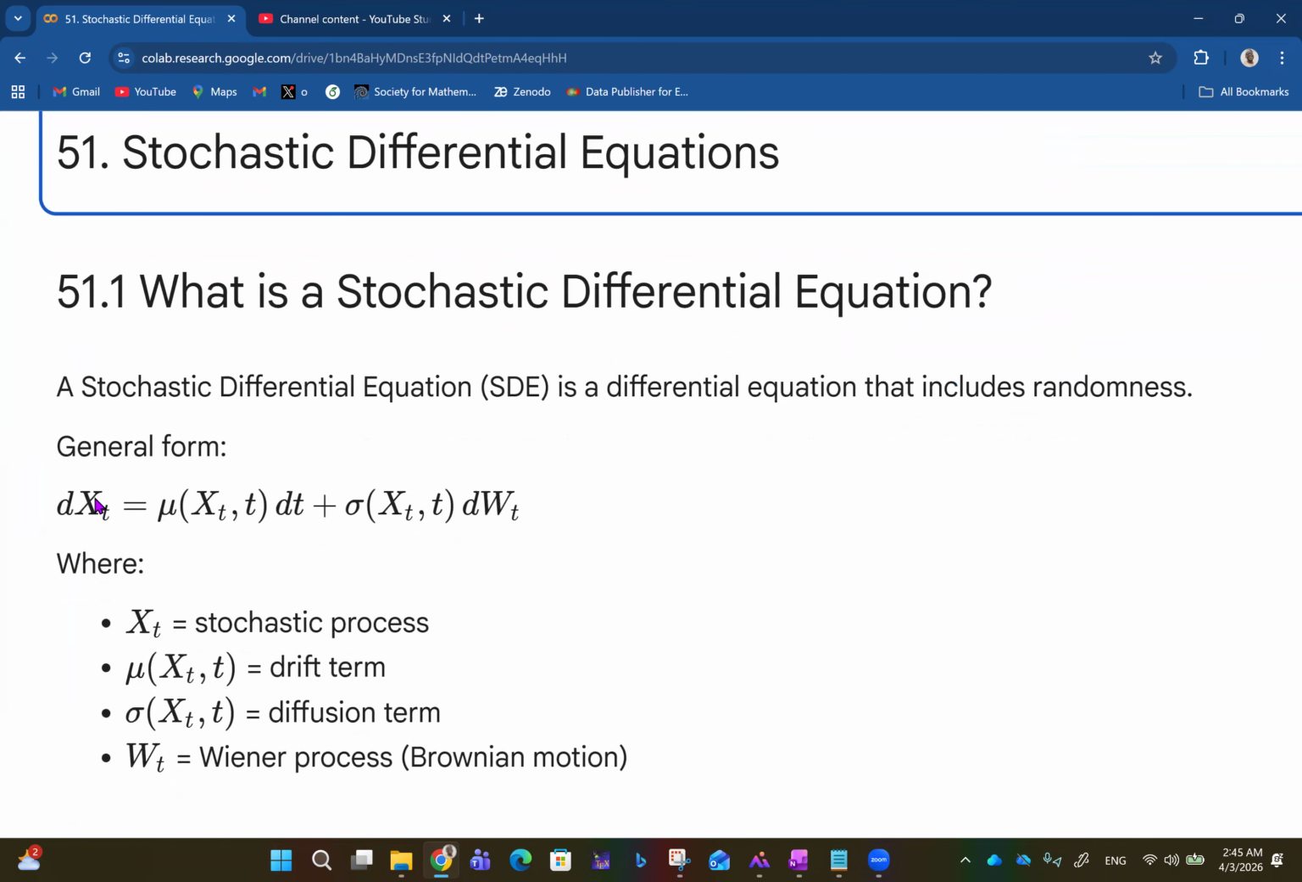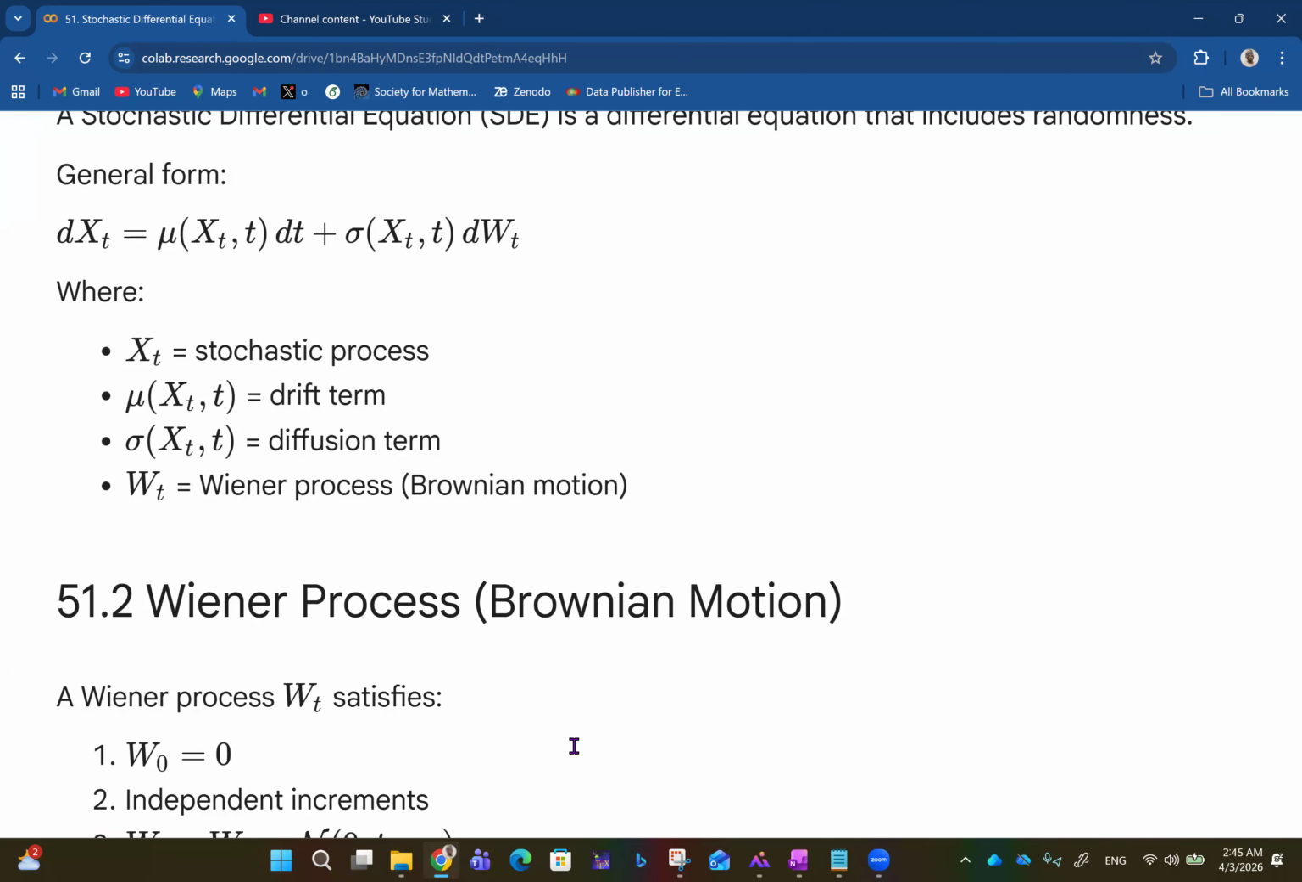A stochastic differential equation, SDE, is a differential equation that includes randomness, and the general form is dX_t = μ(X_t, t) dt + σ(X_t, t) dW_t, right? Where X_t is the stochastic process, μ(X_t, t) is the drift term, σ(X_t, t) is the diffusion term, and W_t is the Wiener process, also known as Brownian motion.